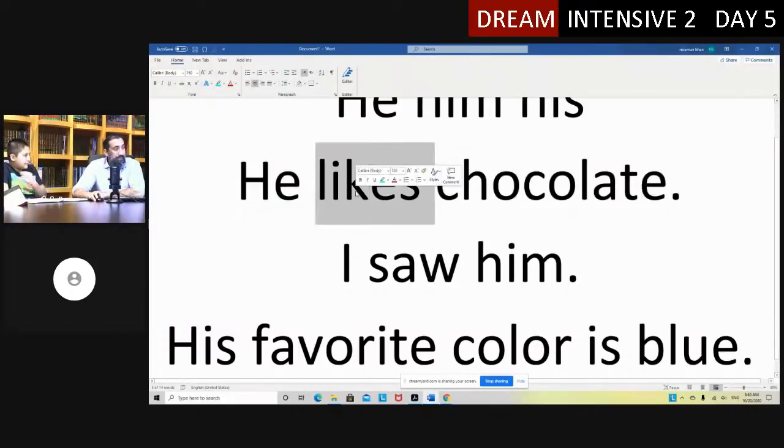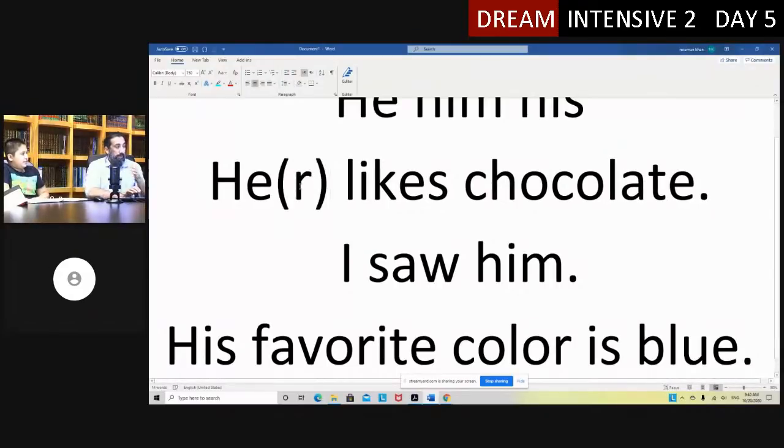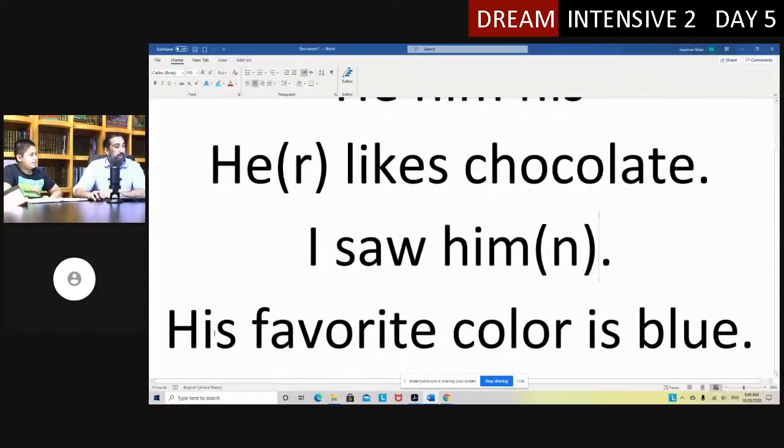So who's the doer? He. So he is what status? Rafa. And then chocolate would be... Okay. I saw him. Who's the doer? I. So what is him? Him is the detail. Therefore, what status? Nasb. Details are nasb. His favorite color. What's the status of the word his?